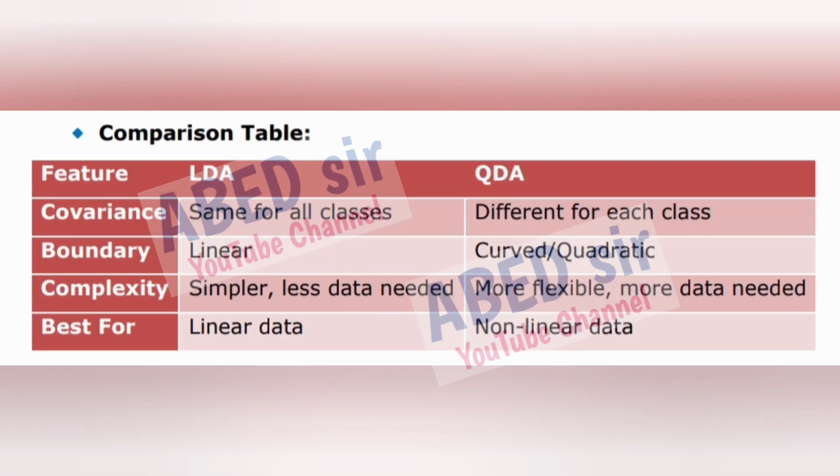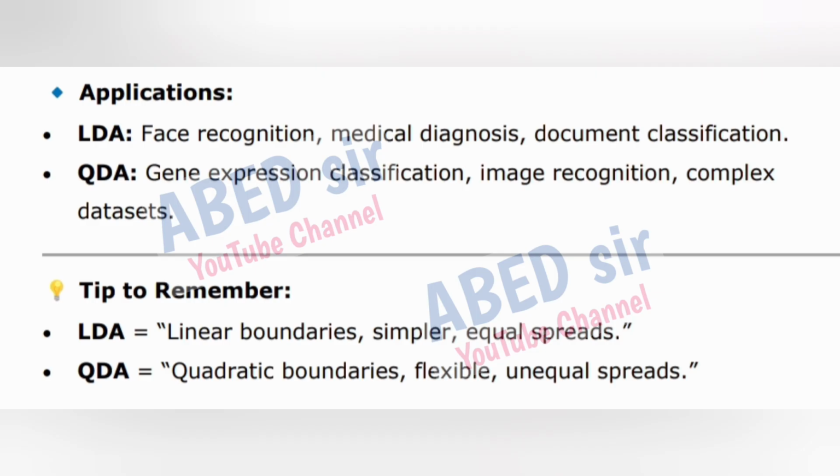Comparison table. Feature: LDA, QDA. Covariance: same for all classes, different for each class. Boundary: linear, curved quadratic. Complexity: simpler, less data needed; more flexible, more data needed. Best for: linear data, nonlinear data.